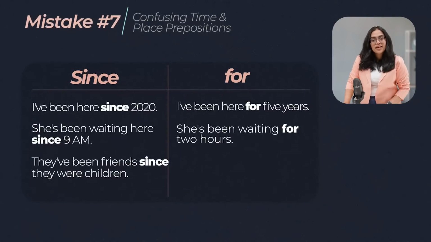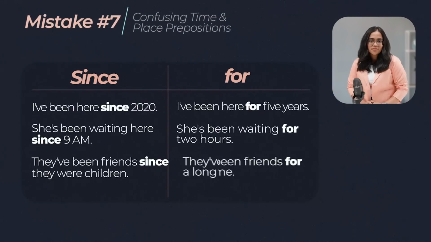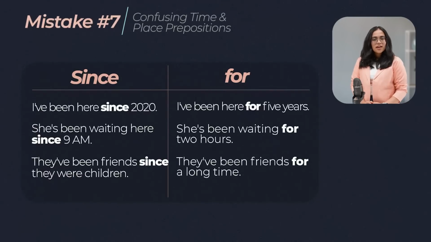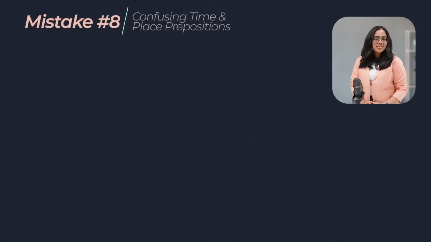They have been friends since they were children. So childhood is the starting point. They have been friends for a long time. So long time is the duration. I hope you got the difference between since and for. Never confuse them. Here comes the next sentence.